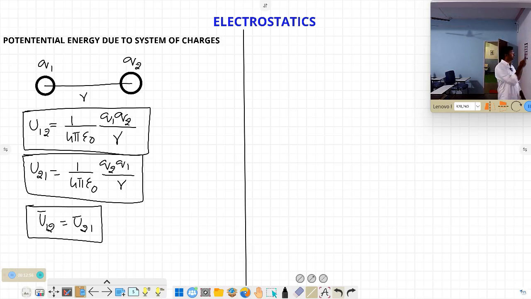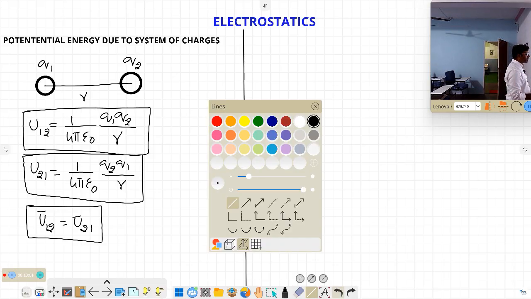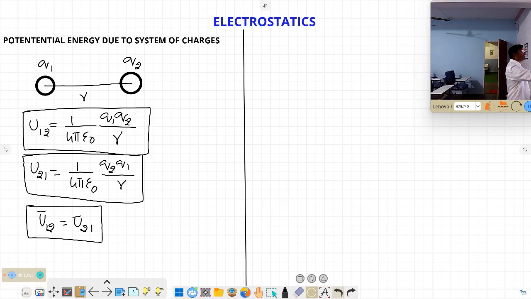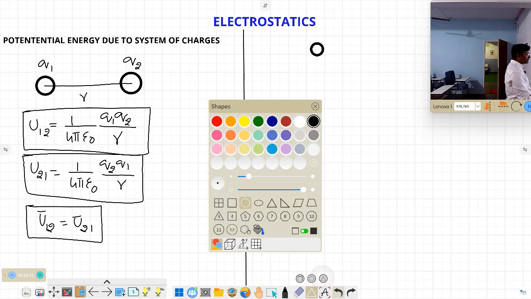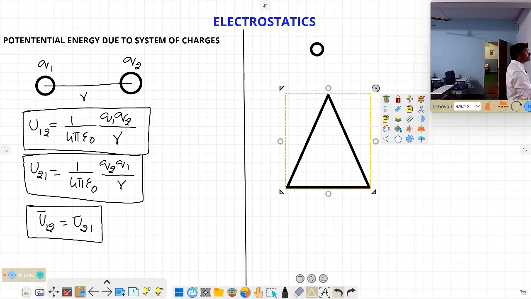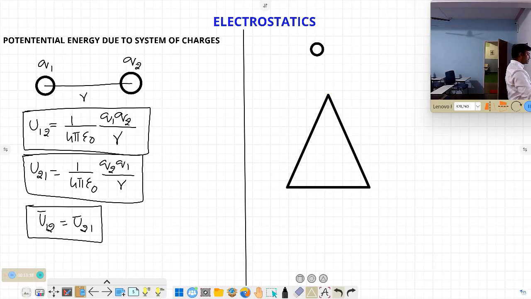Suppose in the place of the two charge system, you take the three charge system. Totally three charges are taken, which are arranged in the form of an equilateral triangle. The three charges are kept as you are looking at it here.